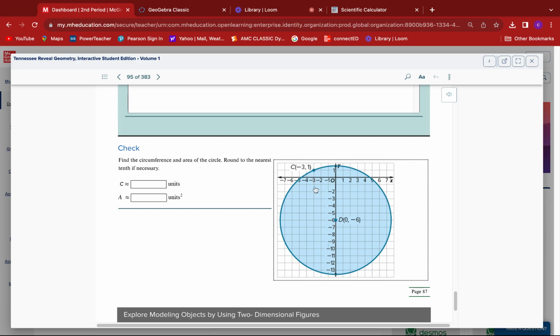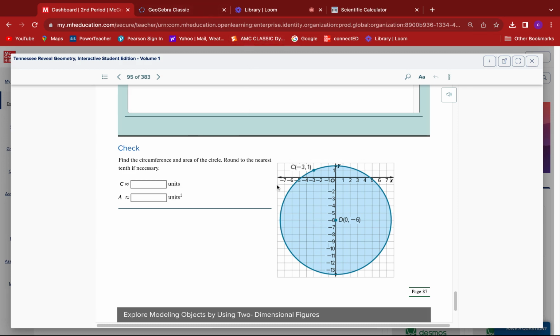From C, you're going to come straight down till you're level with D, count your blocks, come over to D, count your blocks, and that's the two numbers you're going to use for your Pythagorean theorem. So 1, 2, 3, 4, 5, 6, 7 down. 1, 2, 3 over. So we've got 7 squared plus 3 squared. That's going to be the Pythagorean theorem you're going to use.